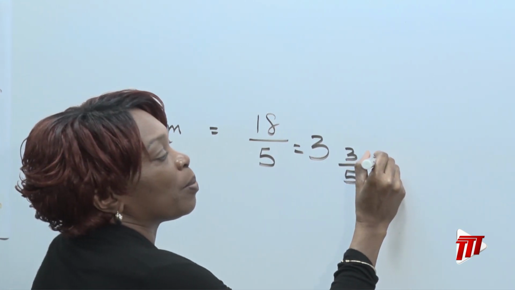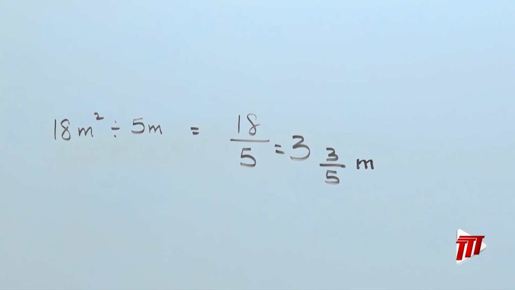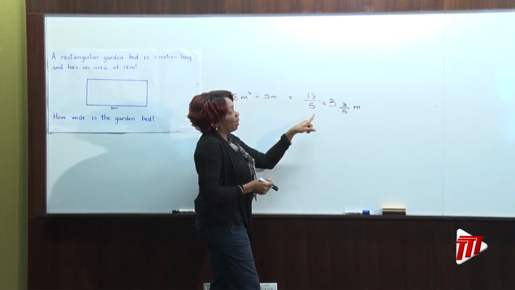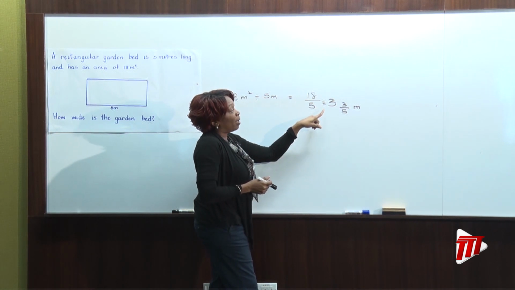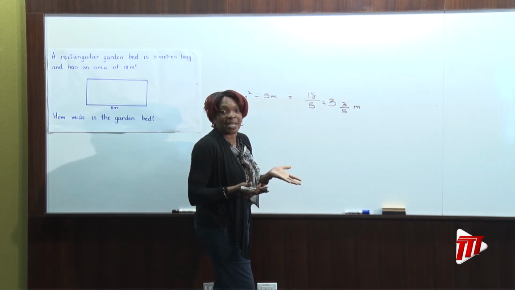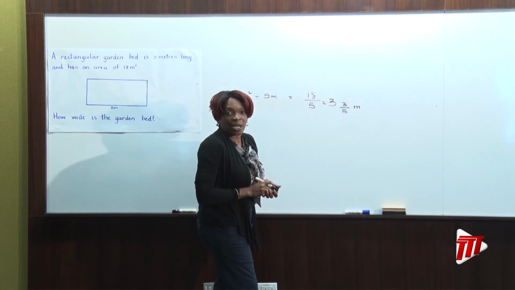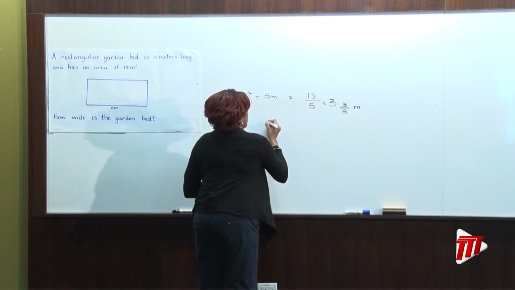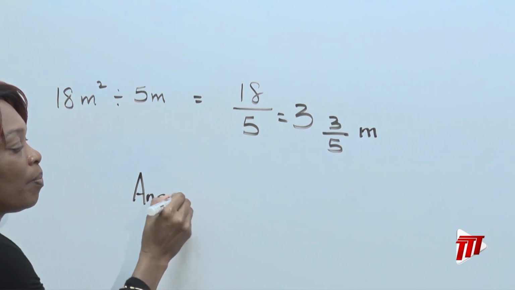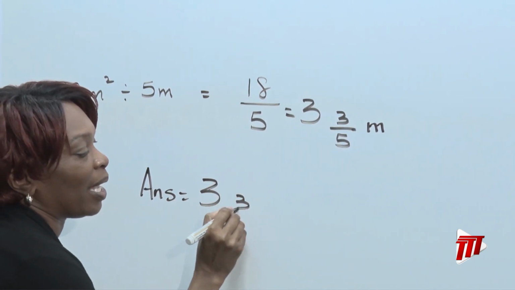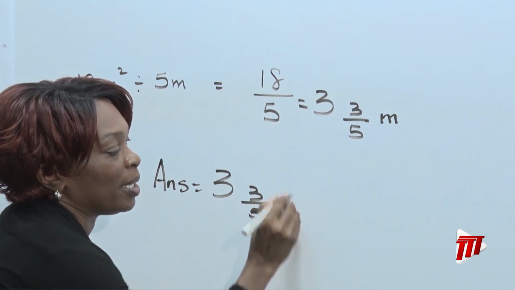We're going to put our unit, which is meters. Some people may say, okay, you may want to change that to decimals. So you can say 3.6 meters if you so desire. Either way, you are correct. All right? So we did it this way. We have 3 3/5 meters.